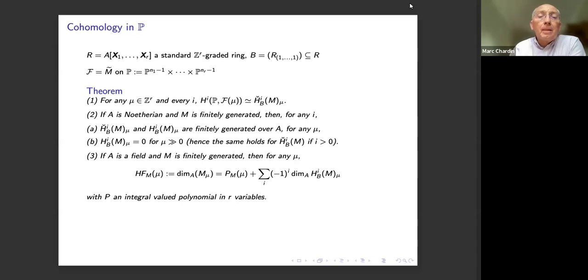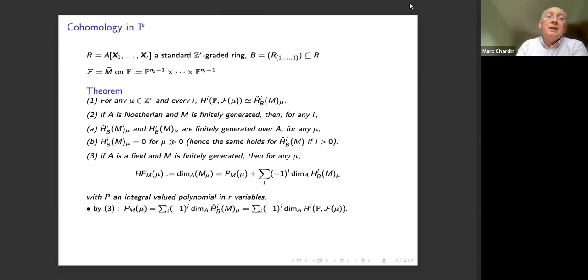Now, by the sequence that was on the previous slide, you also get that this polynomial can be expressed as the alternated sum of the dimensions of Čech cohomology in any degree, or, as we have seen in the above term, the same alternated sum of the dimensions of the sheaf cohomologies in any degree.